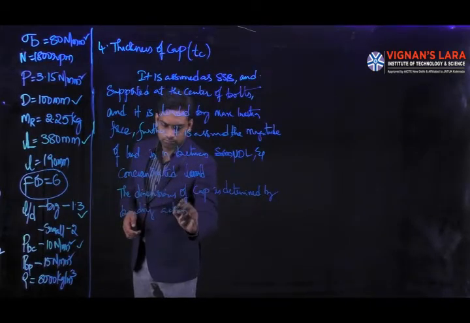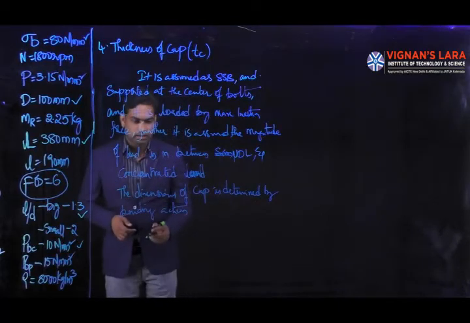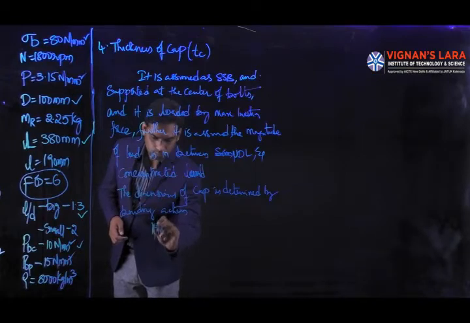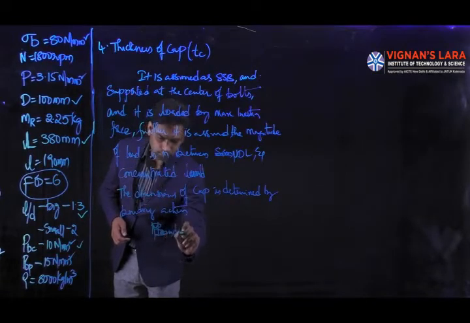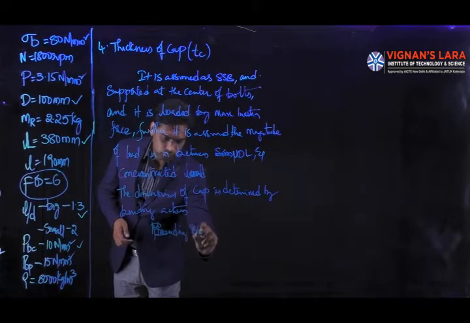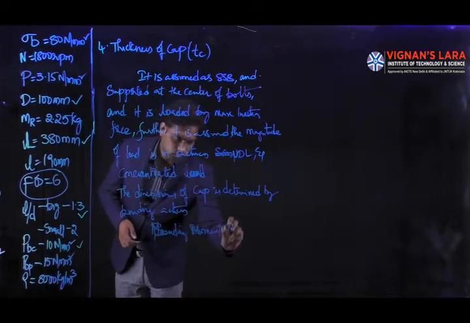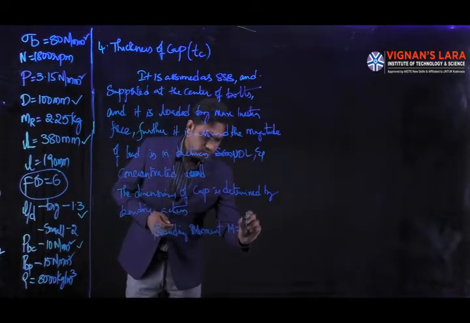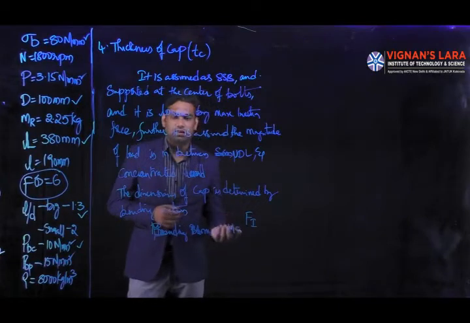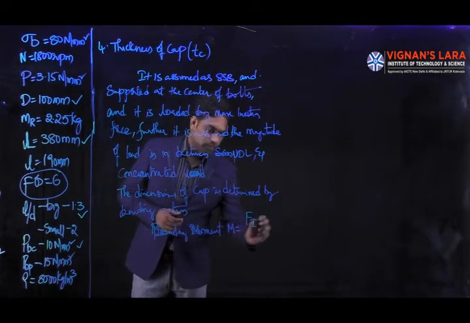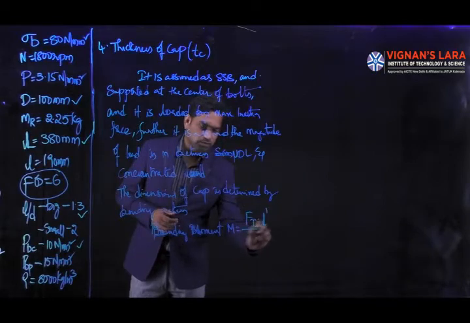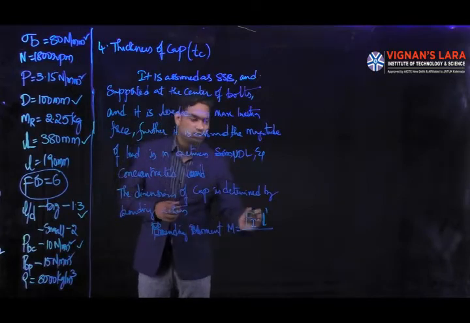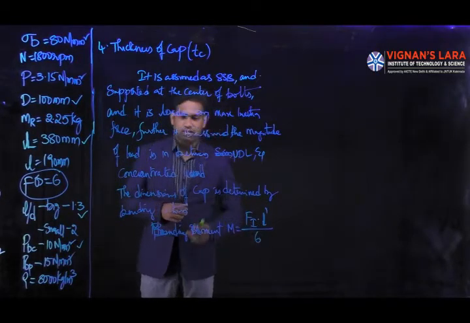bending action. So that is the maximum bending moment acting on the cap. Take bending moment M. So bending moment in the cap is calculated by M equal to, so you can take the Fi, that is the load acting on the cap, that is the inertia force Fi, into the length of the cap taken in between the supports, that is from the center of the bolt to the other center, I can denote with L dash, by 6. So M equals Fi into L dash by 6.